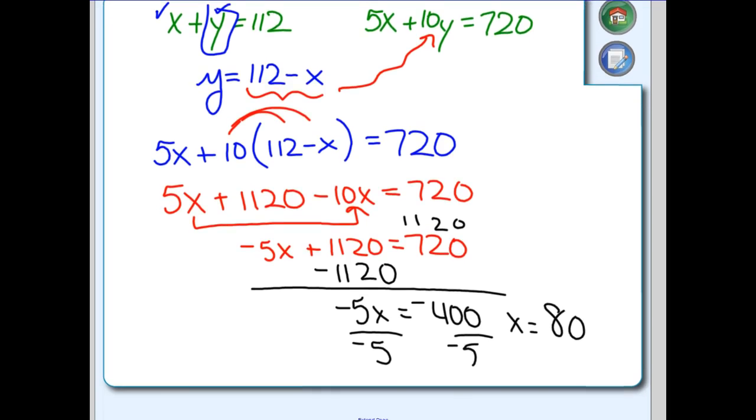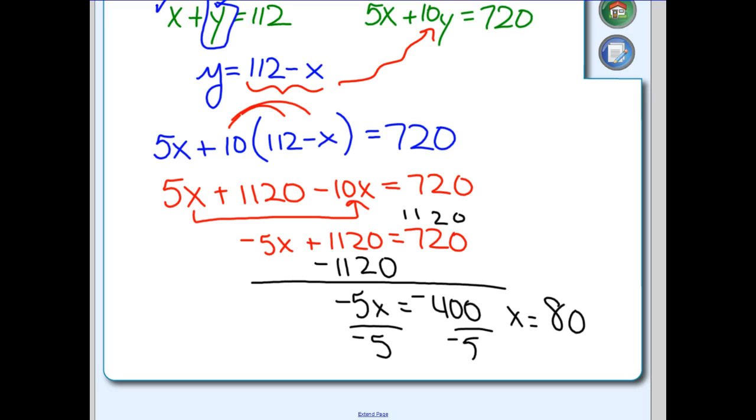Okay, now I found x. Remember, x is my $5 bills. Now I need to find my $10 bills. So we're going to go back up here and use one of these equations. You know me, I'm going to go here, because I know that y equals 112 minus x, which is 80. So y equals, what happens if I subtract those two? Yeah, we get 32.